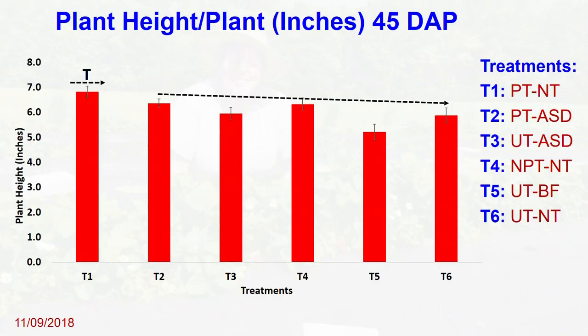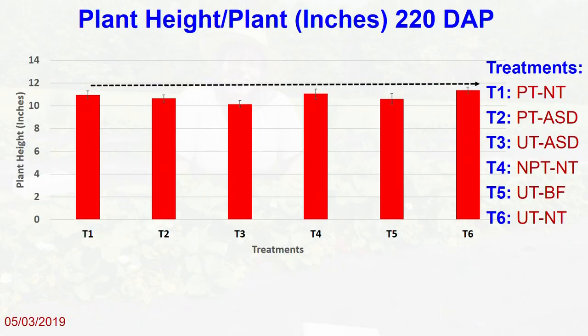Plant height, not much change in the plant height except in the treatment. Because if you can see the standard error, they are almost near to each other. Then plant height at 220 days, no change in all the six treatments. Plant height remained the same.